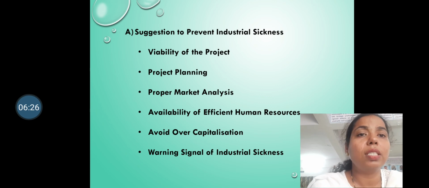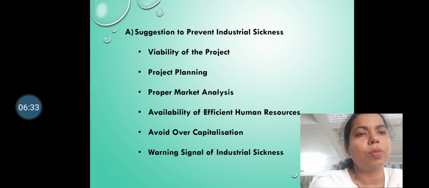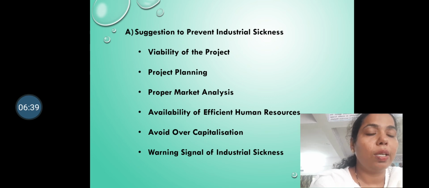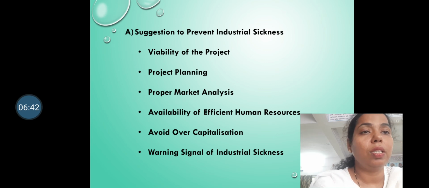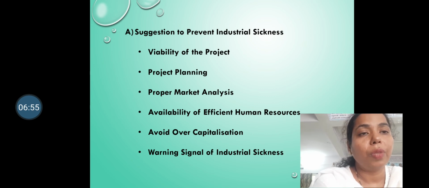Then the next one is the availability of efficient human resources, that is, in terms of the labors and the manpower requirement. Overcapitalization is to be avoided, because if the firm indulges in overcapitalization, the cost of capital will increase. The firm has to give more interest as well as dividend, which will further affect the firm's financial position.